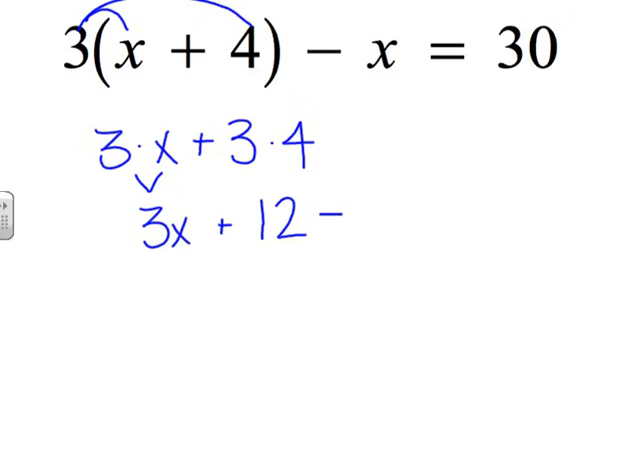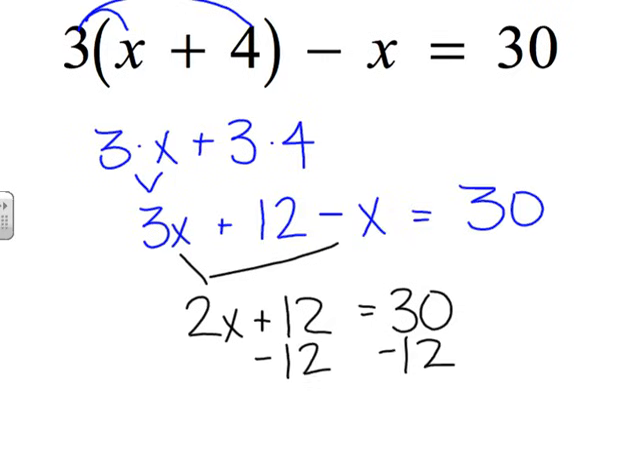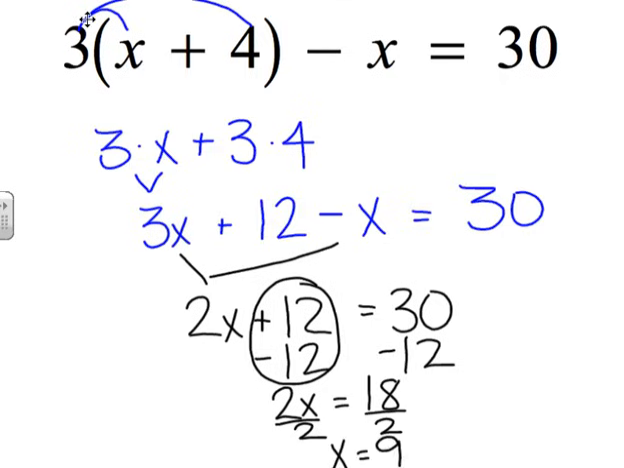Bring every other part of the equation down. Minus x equals 30. I'm going to continue combining like terms. So 3x and minus x, or negative 1x, is 2x. Bring everything else down. And now it looks just like the two-step equations we were solving before. Subtract 12 on both sides. Here's my zero pair. So I get 2x equals 18. Divide by 2 on both sides. I'm going to get x equals 9 as our answer.